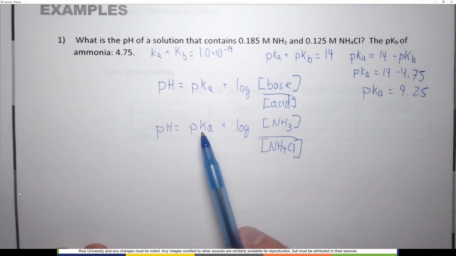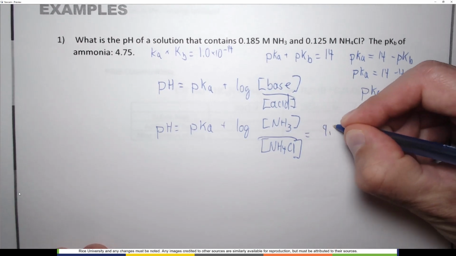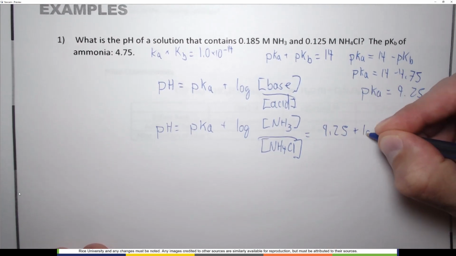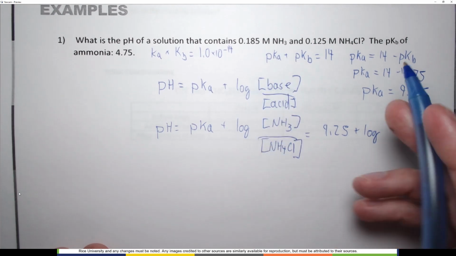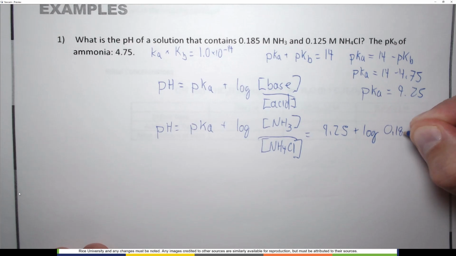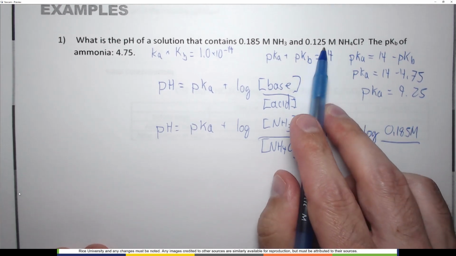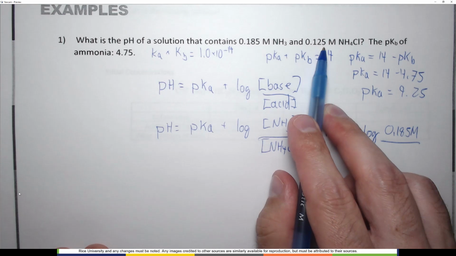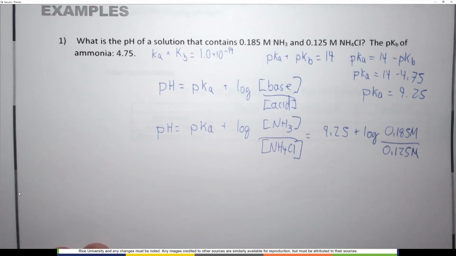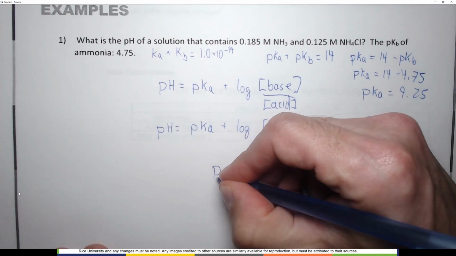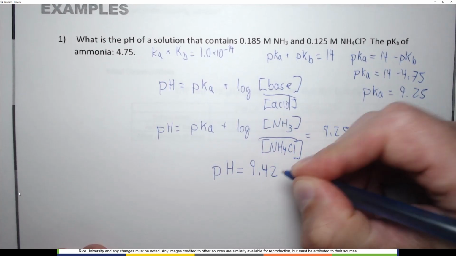Now that I have this, I can plug in here. So it's going to be 9.25 plus log. The concentration of NH3 is given, 0.185 molar. And the concentration of NH4Cl is given, 0.125 molar. When I do all that math, I find that the pH equals 9.42.